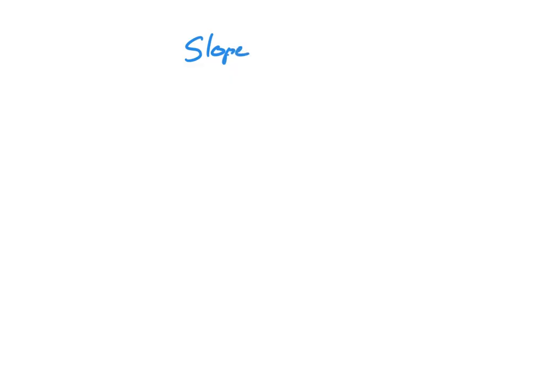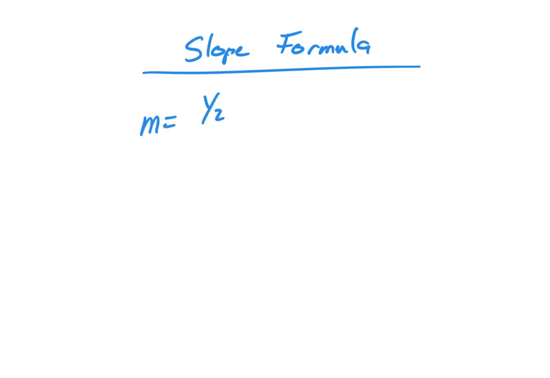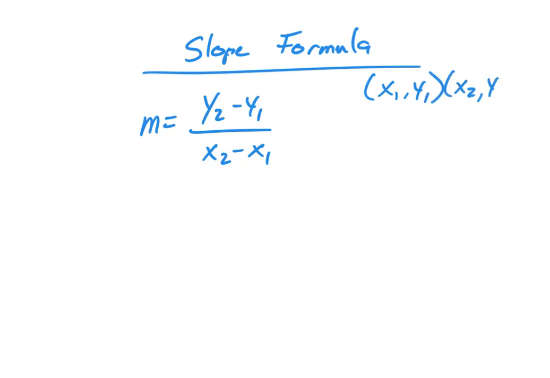Okay, probably the one that you remember the most from talking about slope is using the slope formula. Once again, here if we're doing the slope formula, we do y2 minus y1 over x2 minus x1. I'm going to give you two ordered pairs. And we're going to label those two ordered pairs x1, y1, x2, y2.